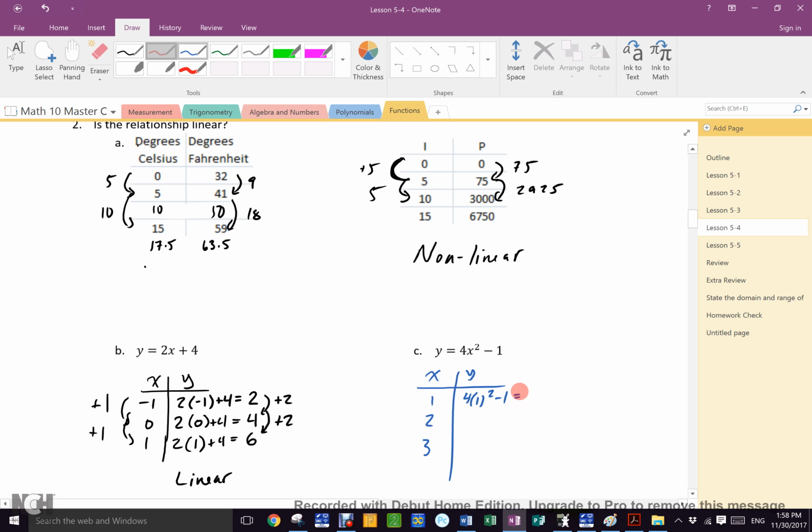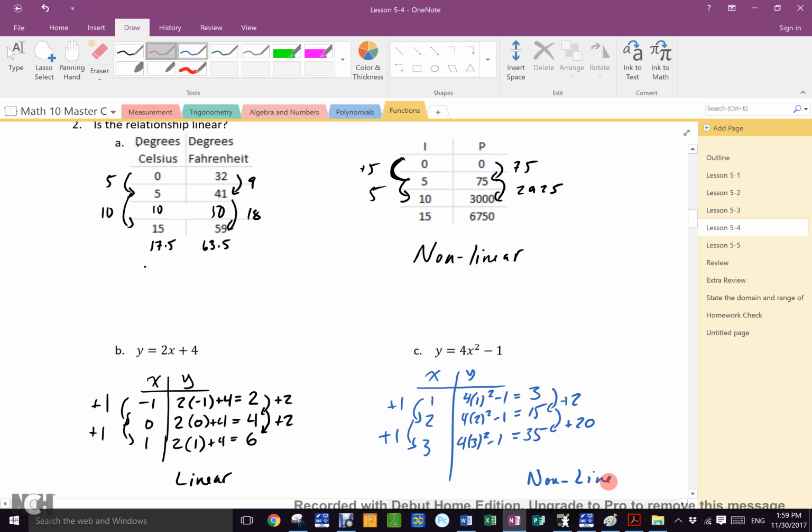3. 4 times 2 squared minus 1. What's that? 15. 4 times 3 squared minus 1. What's that? 35. Plus 1, plus 1, plus 12, plus 20. Is it linear?